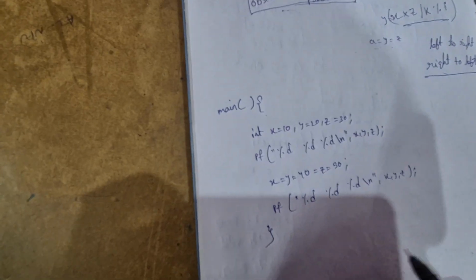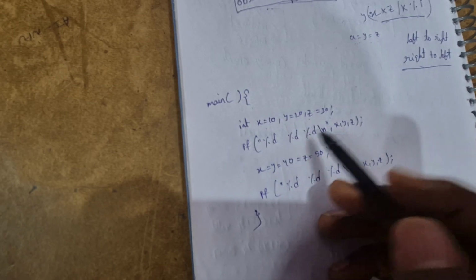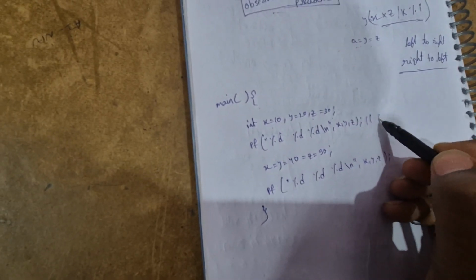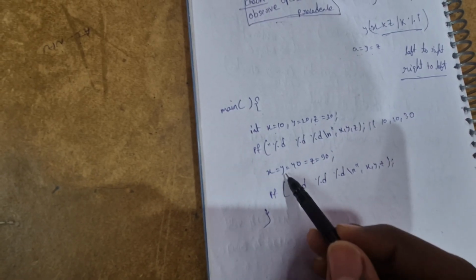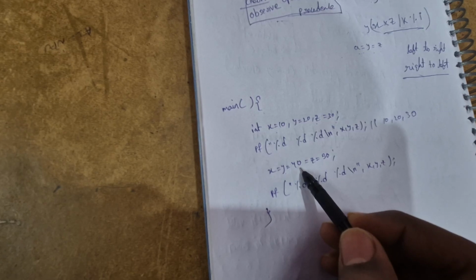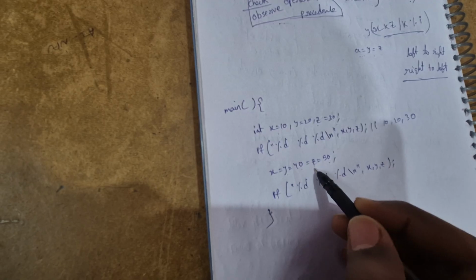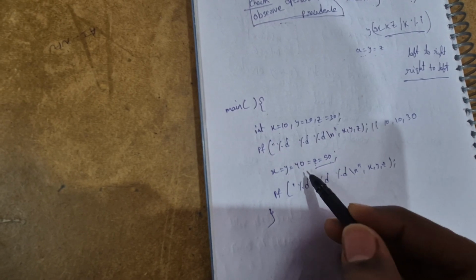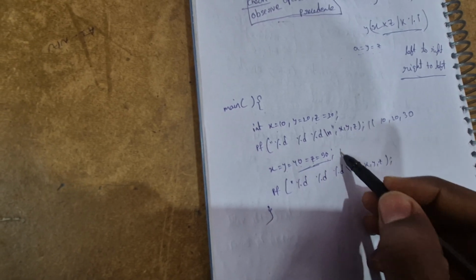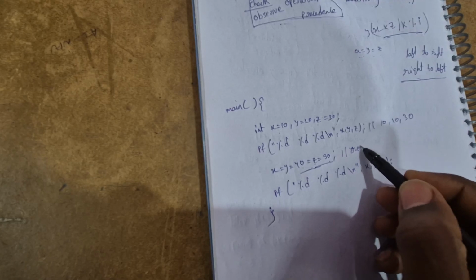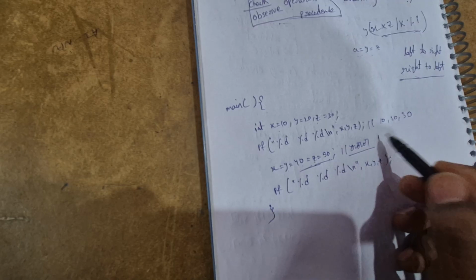Okay, tell me what is the output of this code. X is 10, Y is 20, Z is 30. Then print 10, 20, 30. Okay, and X equal to Y, Y equal to 40, 40 equal to Z, Z equal to 50. This Z equal to 50 is okay, but 40 equal to Z is not valid. So the output of this code is error.